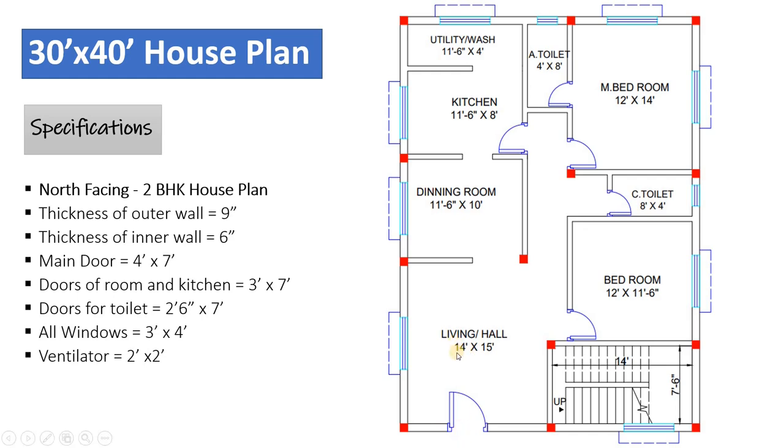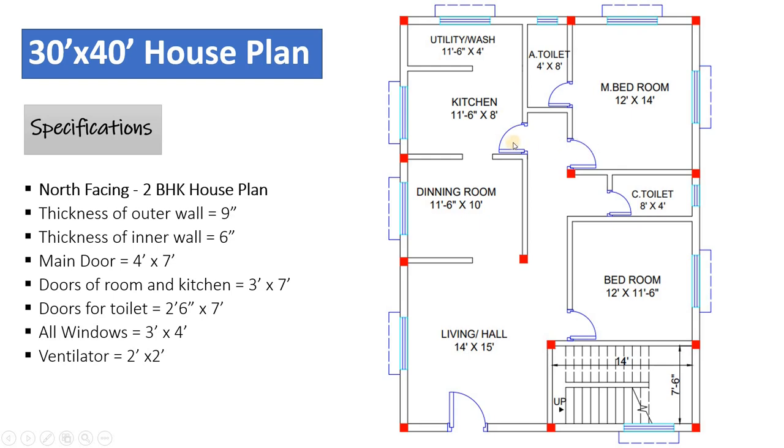As we enter, we will get a living room of dimension 14 feet by 15 feet. Next to living room, we will get a staircase. Next to staircase, we will get a bedroom of dimension 12 feet horizontal by 11 feet 6 inch vertical dimension. Next to bedroom, we will get a common toilet with a dimension of 8 feet horizontal by 4 feet vertical. Next to common toilet, we will get a master bedroom with 12 feet horizontal by 14 feet vertical dimension with the attached toilet of 4 feet by 8 feet.